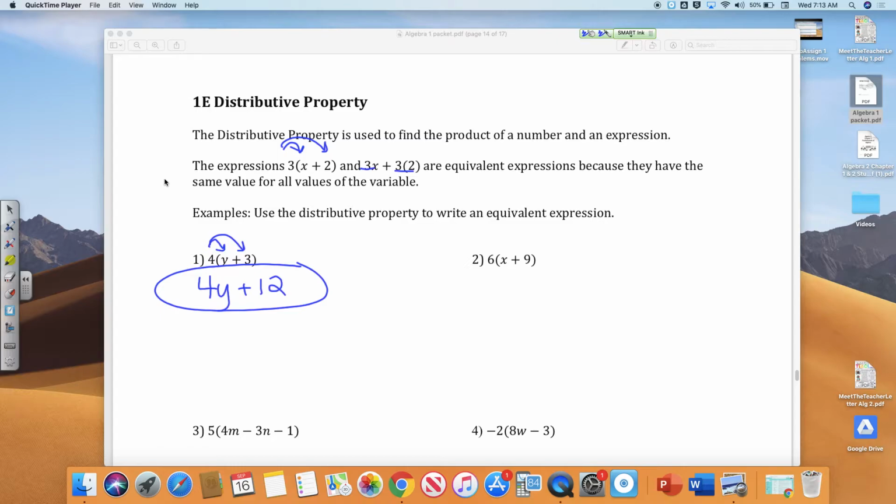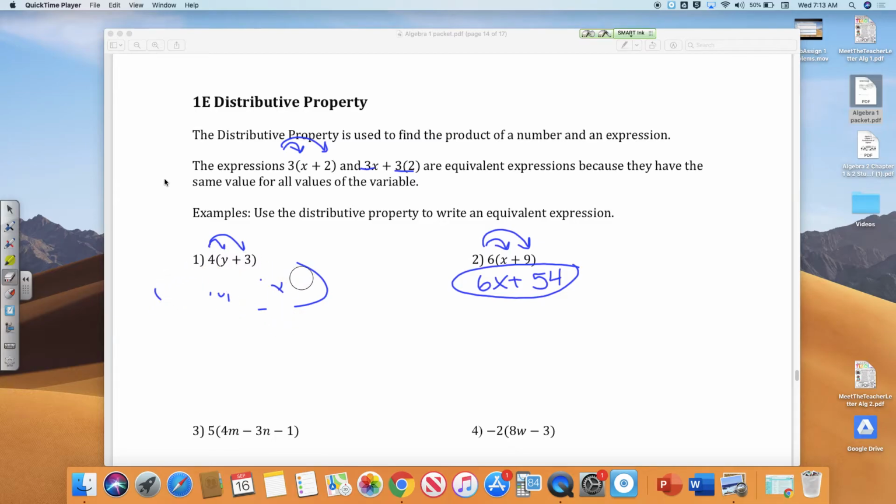Moving on to the second one. We would multiply 6 times x, and that becomes 6x. And then 6 times 9, that's 54. And we're going to keep a plus sign here because everything is positive. So you're going to have a plus sign, and that would be your final answer for number 2. So basically what you're doing is just multiplying the number on the outside by all of the stuff on the inside. So let me erase this and scroll down so I have some more space.